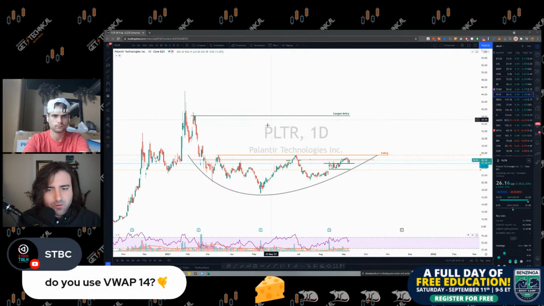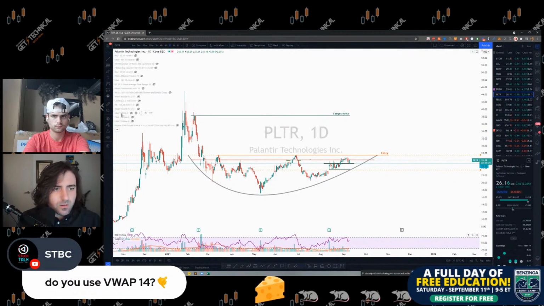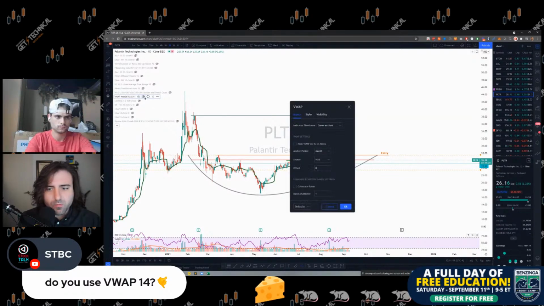No, my VWAP right now is just anchored to the month. So I'll show you. So I got my VWAP. Wait, that's a different one. Ignore that blue one. I'm going to delete that actually. Get out of here. So there's VWAP right here. Anchor period month on my VWAP.